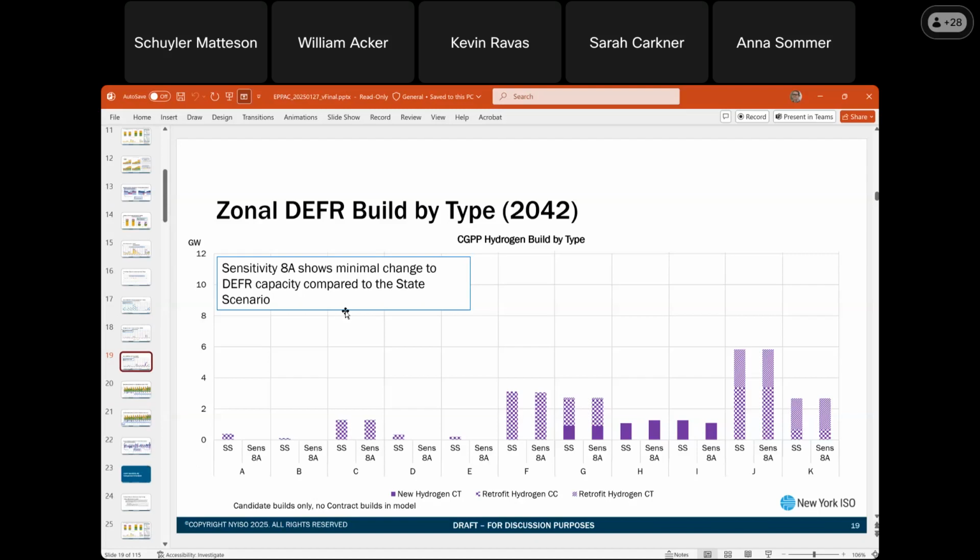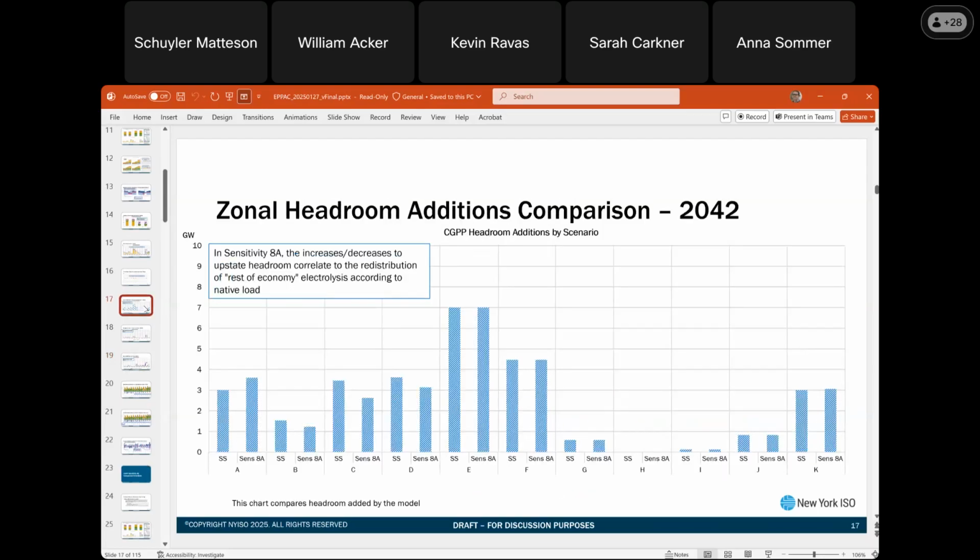Kevin, just a real quick question, Bill, again. Just on the headroom, I just want to make sure the headroom increased with 8A, right? It looks like the overall headroom, I don't know that an increase is exactly right. It looks like more just moved around. So for example, there's more in A and just less in B, C, D. Again, as a result of just placing that electrolysis rather than doing the optimization.